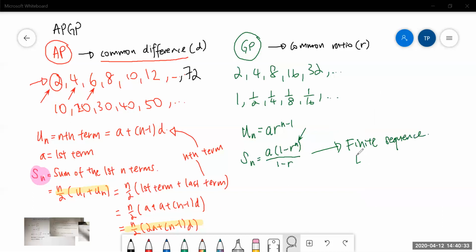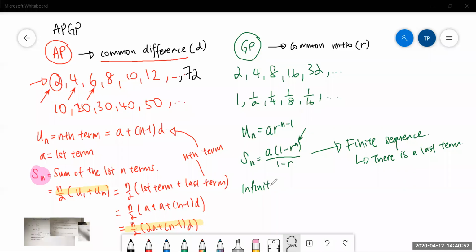Okay. What does it mean to be finite? It means that there is a last term. Right? So what happens when it is infinite?